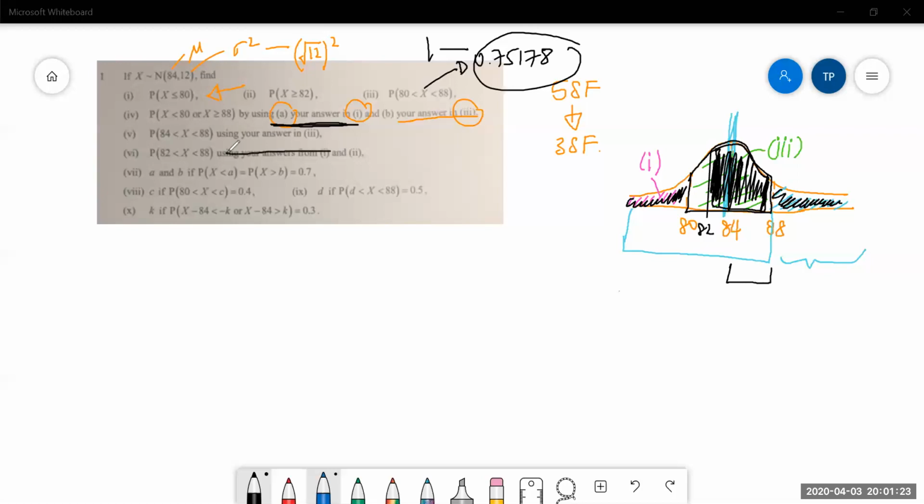Ignore all this, because in A levels they are not going to tell you this. So from 82 to 88, how are you going to find this area? Can I just use my GC then? Sure. But let's say now you cannot use your GC. How are you going to find it? Given that you already know the above, we don't look at all these things.